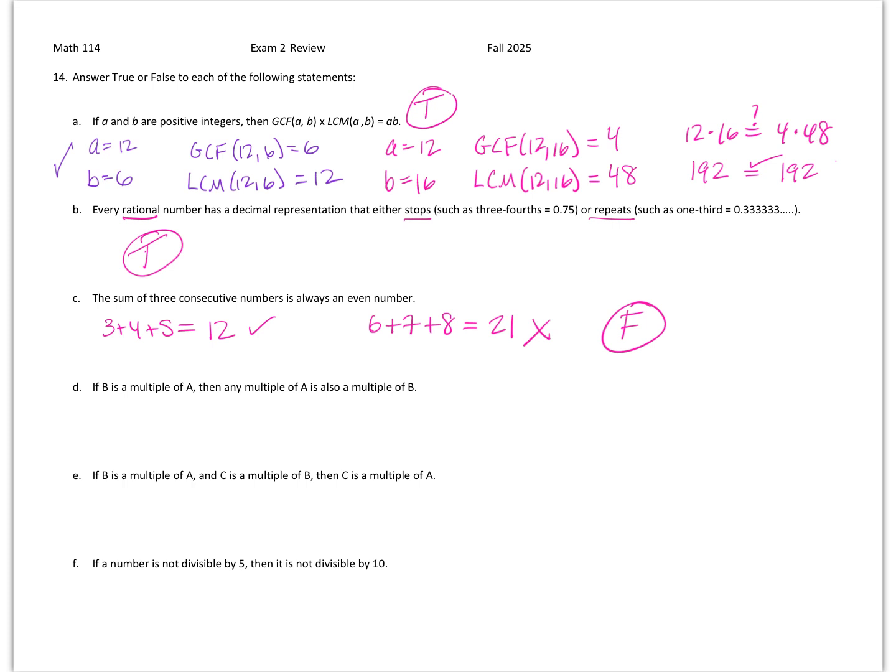If B is a multiple of A, then any multiple of A is also a multiple of B. I think it might be helpful if we pick some numbers for A and B that satisfy this if part. If B is a multiple of A, so let's let B be like 40 and A be 8. In this case, 40 is a multiple of 8 because 8 times 5 is 40. So B is a multiple of A. Any multiple of A is also a multiple of B, is what this is claiming. So let's look at a multiple of A, like 24.